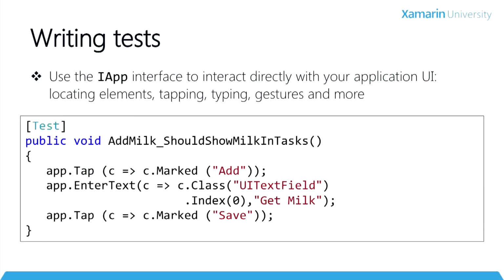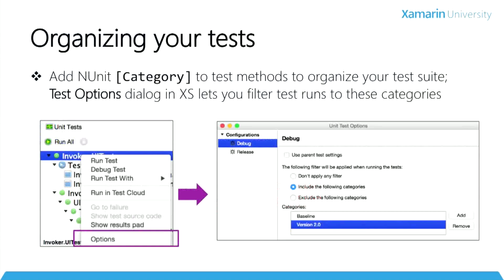Here you can see an example of executing an acceptance test. We'll tap on the Add control, enter some text into the first text field, and then tap on the Save control. With Xamarin.UITest, we can query the interface, touch controls, type into controls, perform gestures, wait for controls to appear and disappear, rotate the device, simulate a change to the GPS, and a whole wide range of other operations as well.